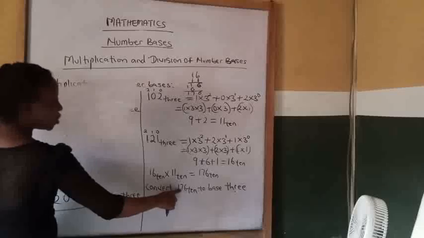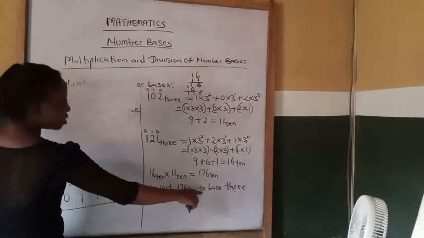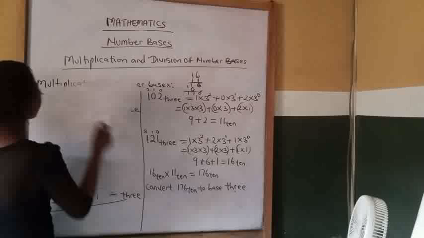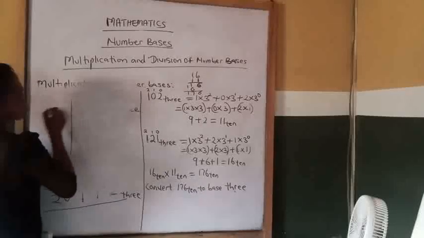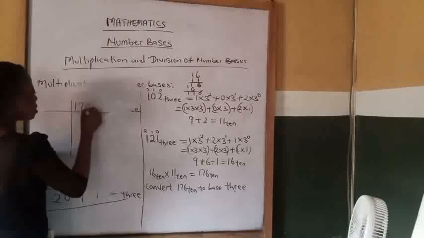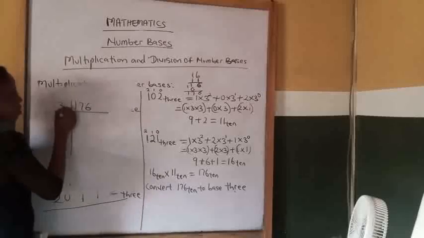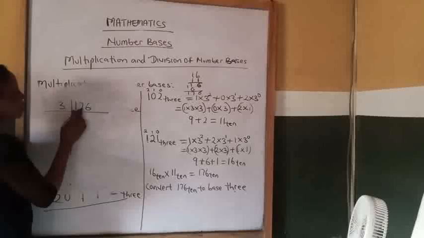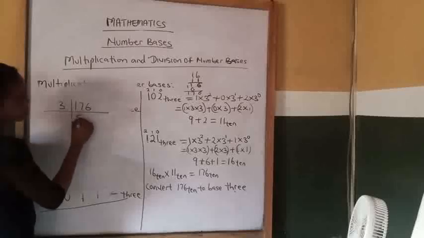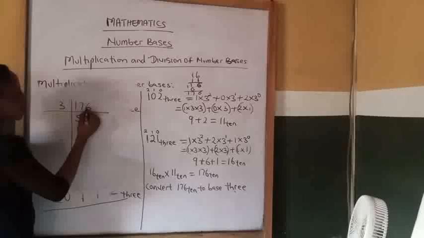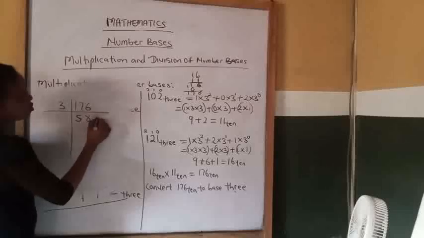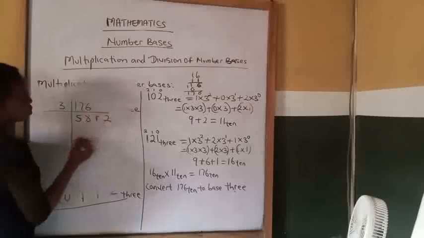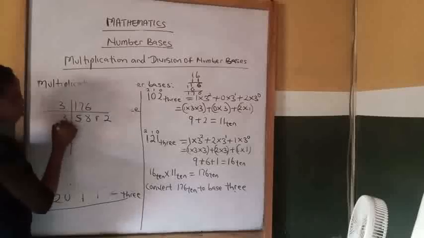Now, I want to divide 176 base 10 by what? By 3. 176 base 10 divided by base 3. So 3 cannot go in one dose. 3 in 17, that is 5. Remainder 2. Then 3 in 26, that will be 8. Then remainder what? Remainder 2. So the next one, we are still going to divide by 3.